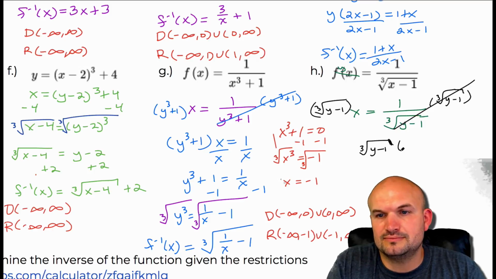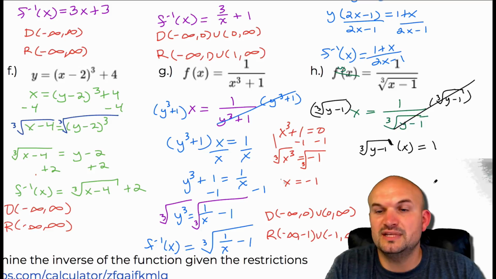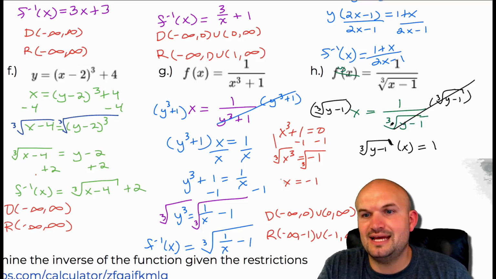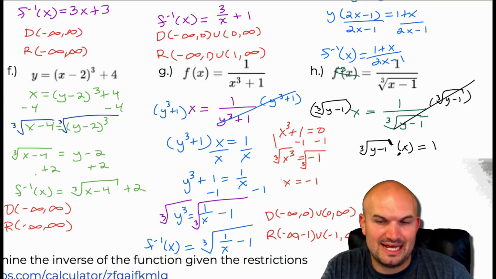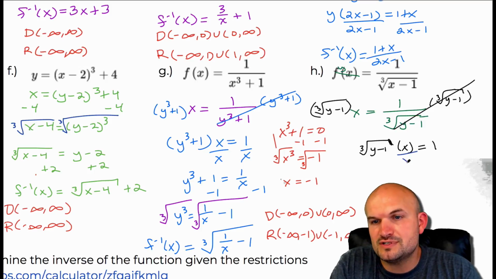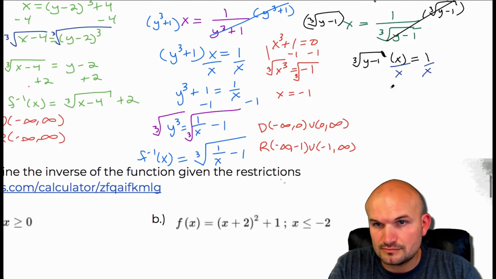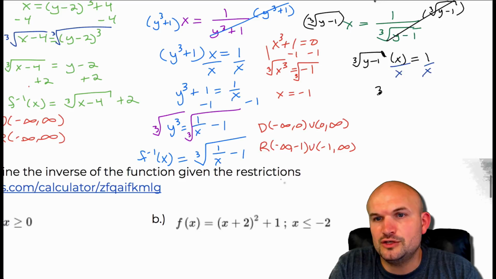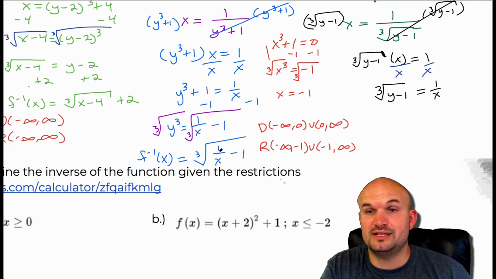times x equals 1. Now again, in this case I can't really do anything else anyways. I need to solve for this y, so first thing I can do is divide by an x on both sides. I kind of like using black. So therefore, I now have the cube root of y minus 1 equals 1 over x. So very similar to what I did over here.